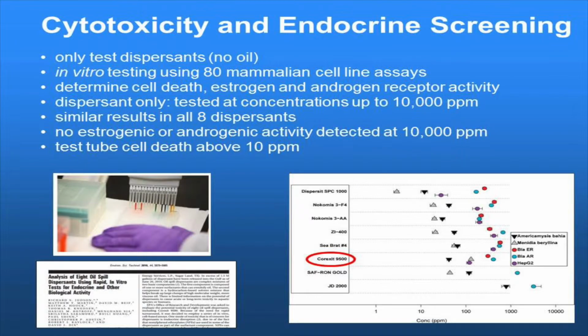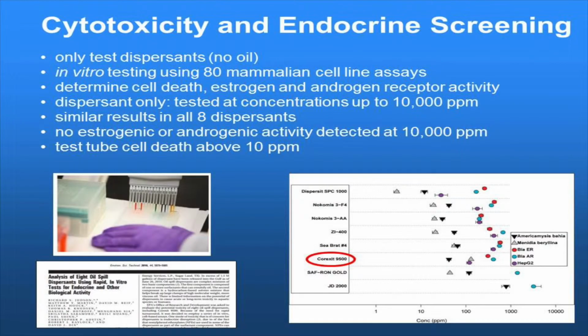We also looked at this called cytotoxicity and endocrine testing. Again, these are cell lines, so not whole organisms. And these were only testing dispersant only. And so we looked at about 80 different types of test tube assays. We looked at cell death, and then something called estrogen and androgen activity. Estrogens will feminize a male, and androgen will masculinize a female. So these are just assays that would show potential hormone effects.